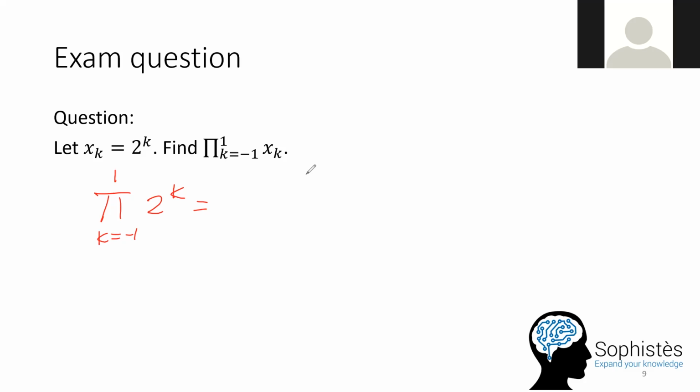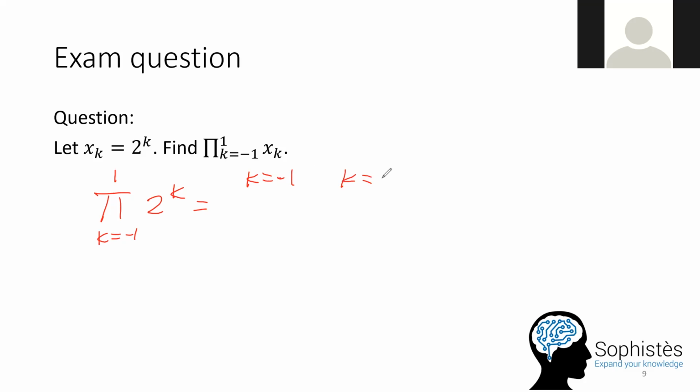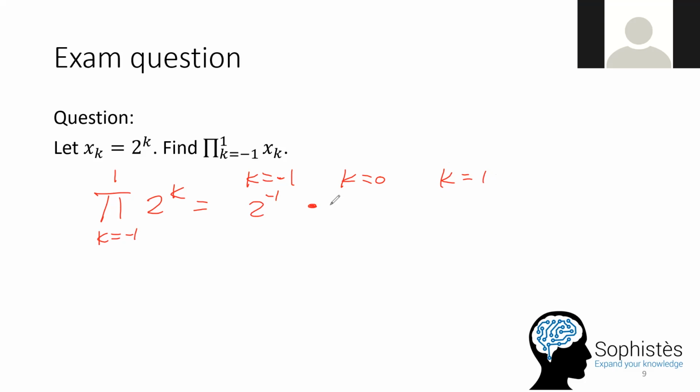Okay, sure. What's the first thing you start with? You write it down like you did there. The k is fine. And then you start with k is -1, k is 0, and k is 1. And then you fill it in. So you get 2 to the power of -1, times 2 to the power of 0, and then times 2 to the power of 1. And I thought it was 0, the answer, but I'm not sure.